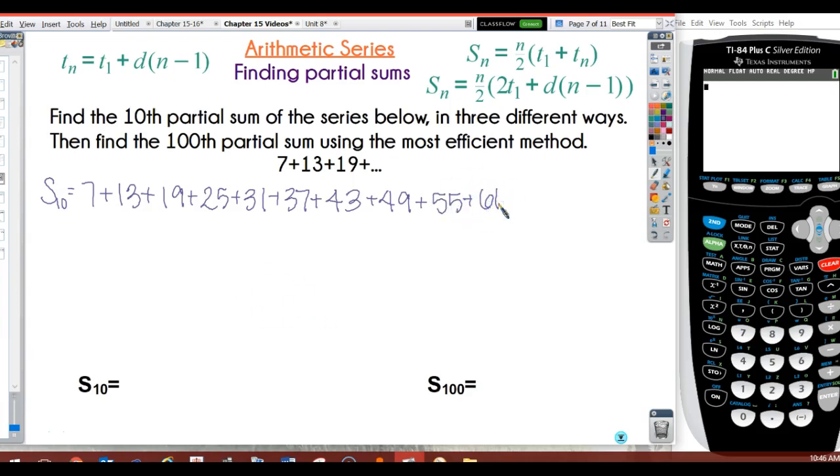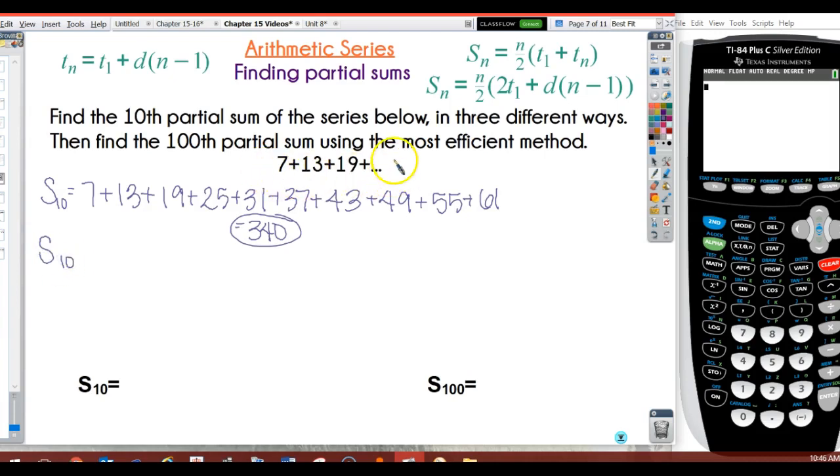So now that we have all 10 terms, we could simply just add them all together and we would end up getting 340. Now, this is initially how we found partial sums because we can actually see all 10 terms and add them together. Clearly, it's not the most efficient, especially if here in a second I'm going to find the 100th partial sum.